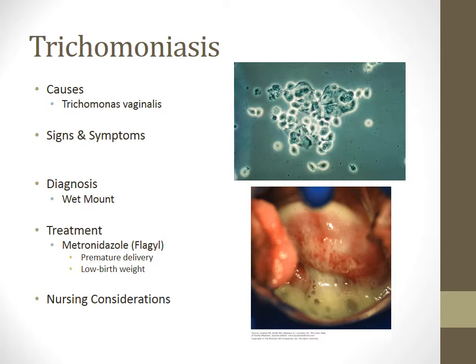Signs and symptoms in women: there's going to be heavy yellow, green, or gray, frothy, or bubbly discharge, dyspareunia, which is painful sex. There may also be colpitis macularis, which is the strawberry look of the cervix. And men who have trichomonas are usually asymptomatic. To diagnose this, they'll take some of the discharge and put it on a slide and do a visualization under the microscope on a wet mount, and it will look very similar to the picture on the slide. Also, if the woman has a vaginal pH of greater than 4.5, this is usually an indication of trichomonas.